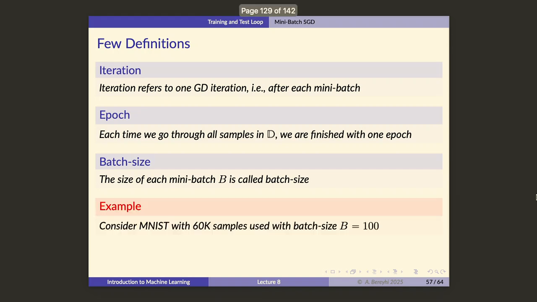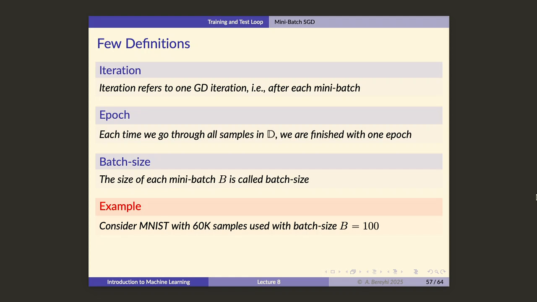Now, let's consider one example to make sure we understood everything. So I have 60K different samples, 60,000 samples inside MNIST. And say I set my batch size to be 100, okay? If I do one epoch, how many iterations have I done? If I have 60,000 samples inside my data set, and I partition them in the form of mini batches of size 100, how many mini batches do I have? 600. 60,000 divided by 100.